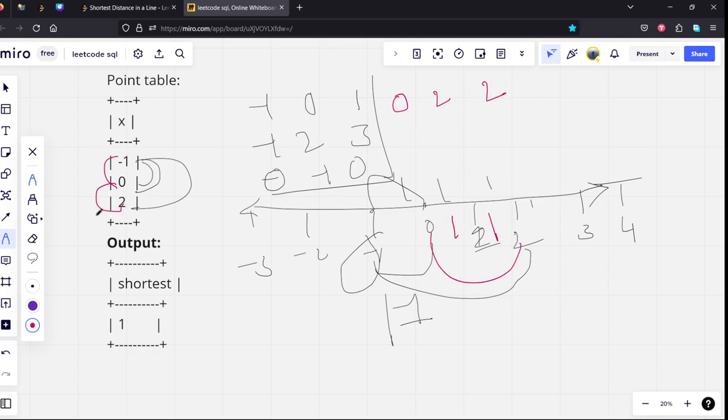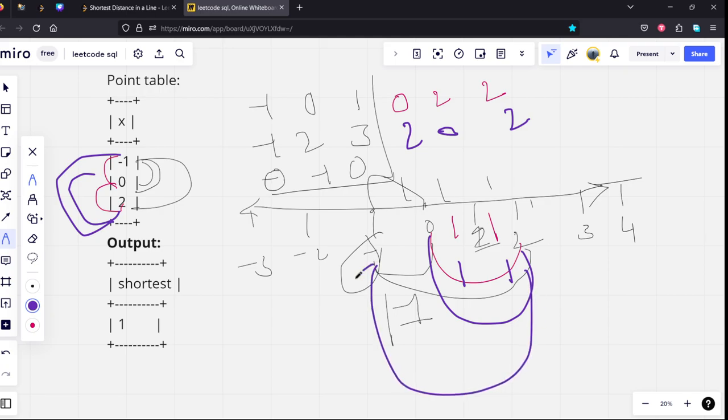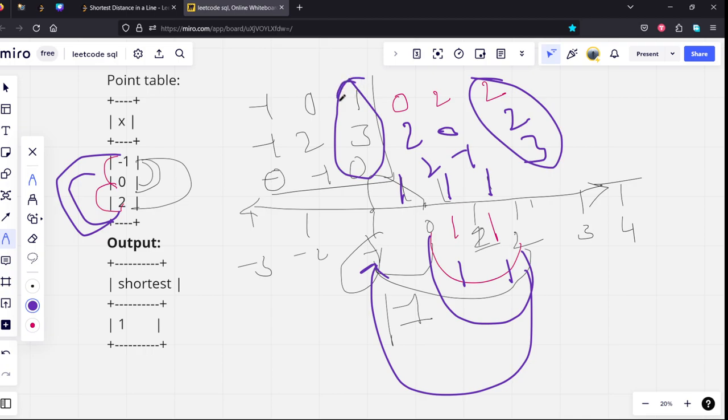Let's see from 2. From 2 to 0 and 2 to -1. What is the distance between 2 and 0? 1, 1, it is 2, right? And again, from 2 to -1, it is 1, 1, 1, it is 3. Among all the distances, which has the least distance? 1, right? That is why they are outputting this as the answer.